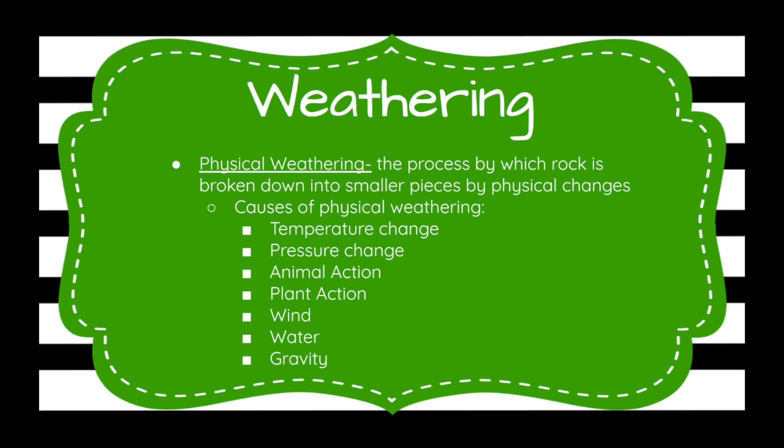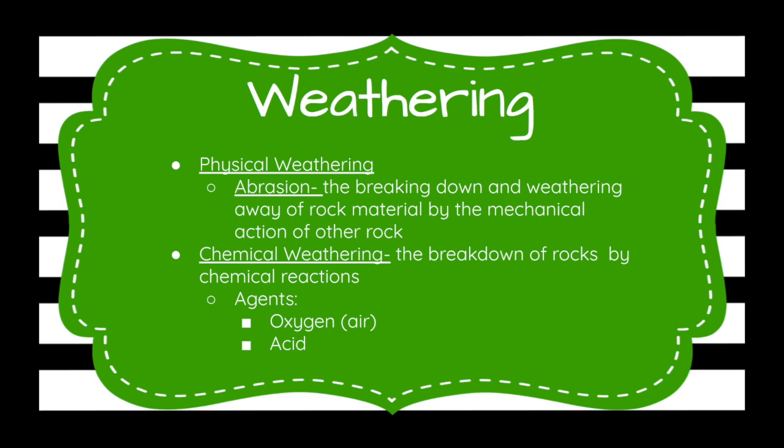Now, rock breaking down other rock, like my example just included, is actually called abrasion, which is a type of physical weathering. There are many causes of physical weathering. Those things include temperature change, pressure change, animal action, plant action, wind, water, and gravity. So all of those things impact how quickly something can physically weather. Like I said, abrasion is the breaking down and weathering away of rock material by the mechanical action of other rock. It's important for you to understand that abrasion is basically rock hitting rock and breaking it down. It is a type of physical weathering.